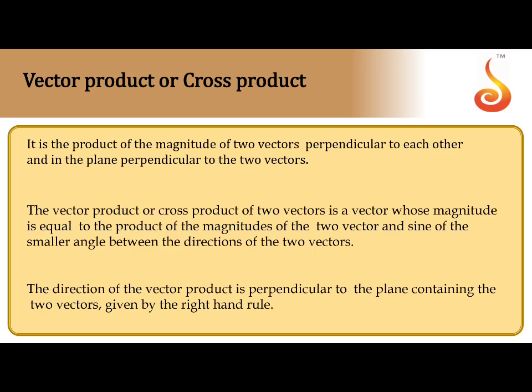What is the vector product? It is the product of the magnitude of two vectors which are perpendicular to each other, and the direction is in a plane perpendicular to the two vectors. The other way, if the two vectors are not perpendicular, how do you define them? The cross product or the vector product of two vectors is equal to the product of the magnitude of the two vectors and the sine of the smaller angle between them. The direction is perpendicular to the plane containing the two vectors.